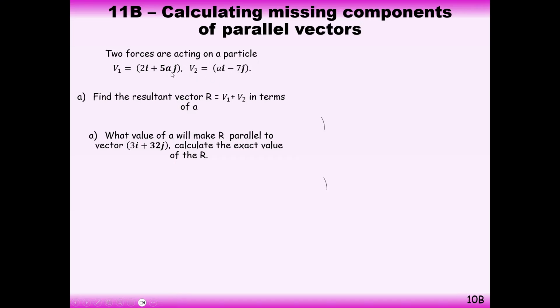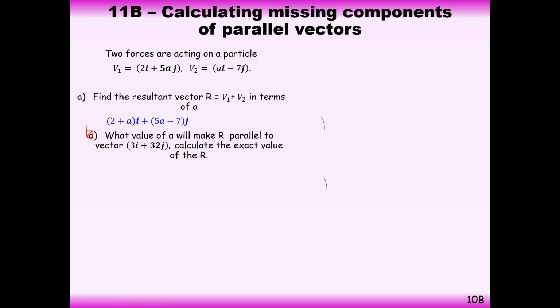Now this constant a is missing from the two vectors. It says find the resultant vector r in terms of a. So don't worry, we know a is missing, but just write the answer. We're going to add them component-wise. We will get 2 plus a in the i direction, and 5a minus 7 in the j direction.